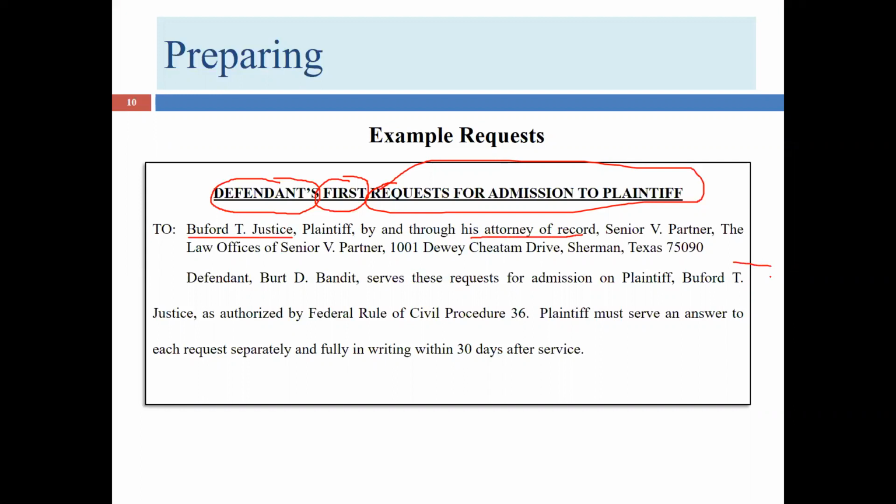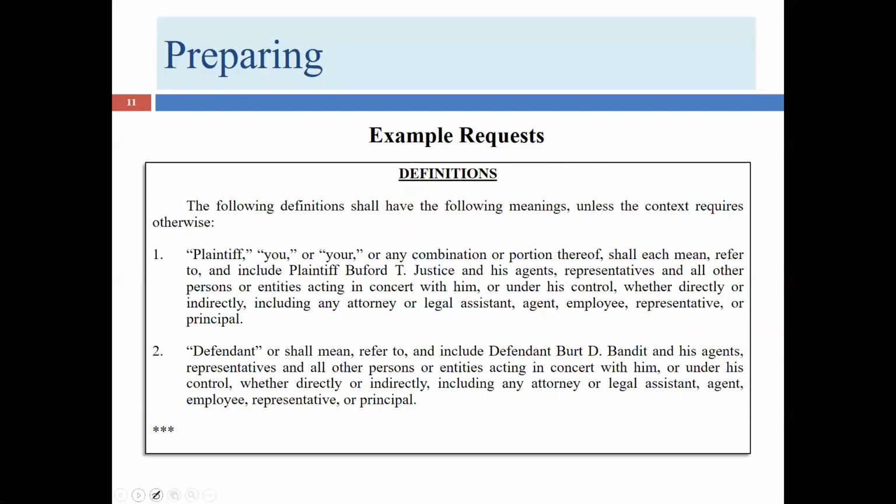And then we're going to have our preamble. Defendant Burt D. Bandit serves these requests for admission on plaintiff Buford T. Justice as authorized by Federal Rule of Civil Procedure 36. Plaintiff must serve an answer to each request separately and fully in writing within 30 days after service. No big surprises there. Then we have our definitions, and you can cut and paste these from other requests for admission, or possibly even from your interrogatories or document production requests. Definitely these will be rolled out again and again.